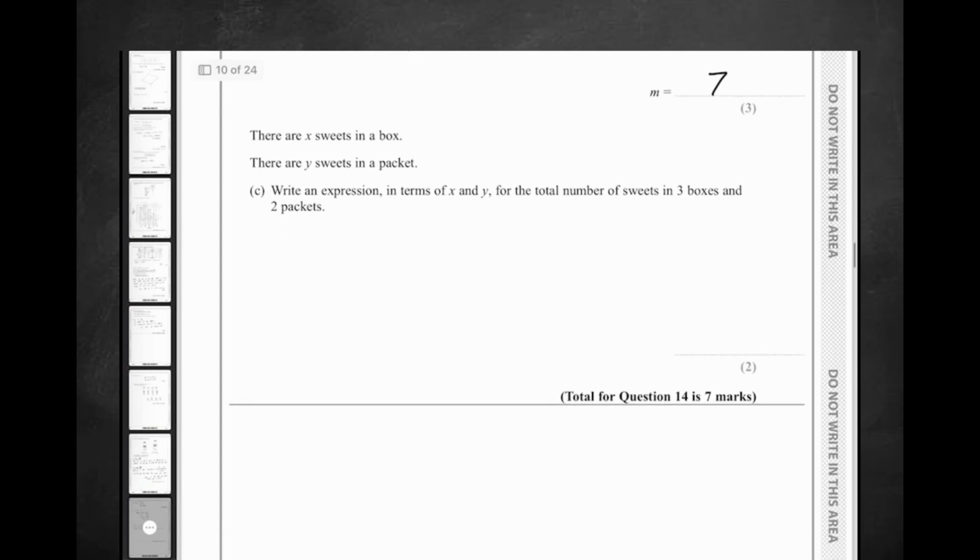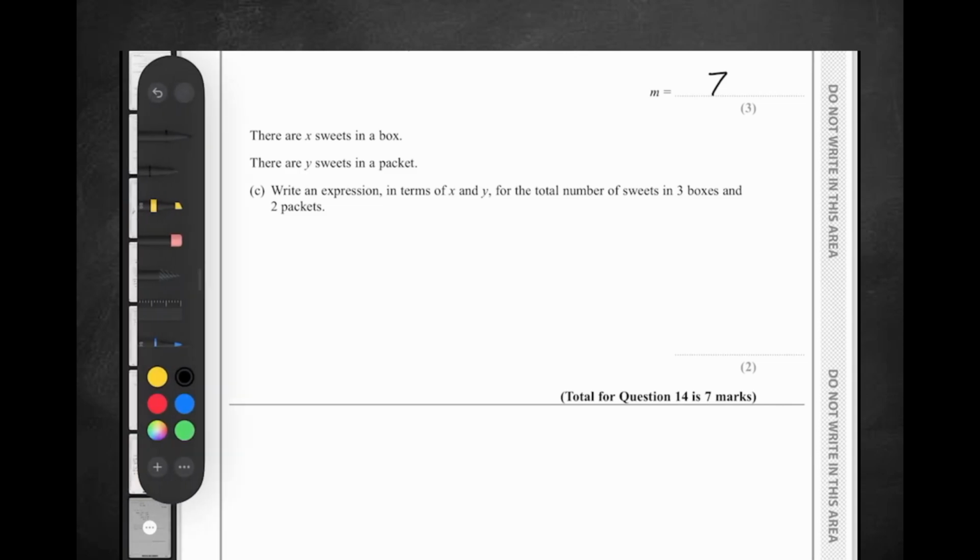There are X sweets in a box. There are Y sweets in a packet. Write an expression in terms of X and Y for the total number of sweets in 3 boxes and 2 packets. So we have 3 lots of boxes, which is going to be 3X. And we have 2 lots of packets, which is just 2Y.